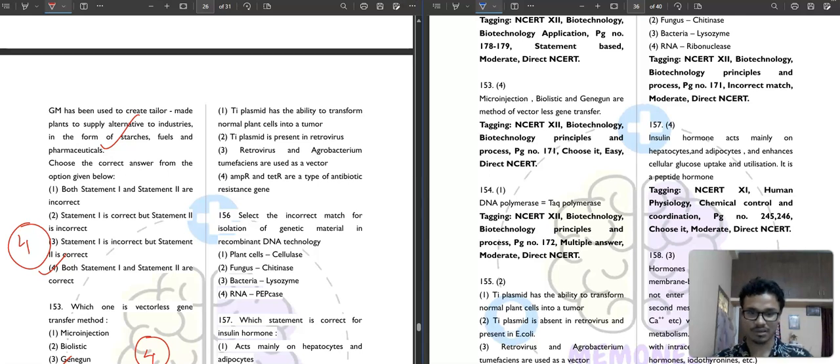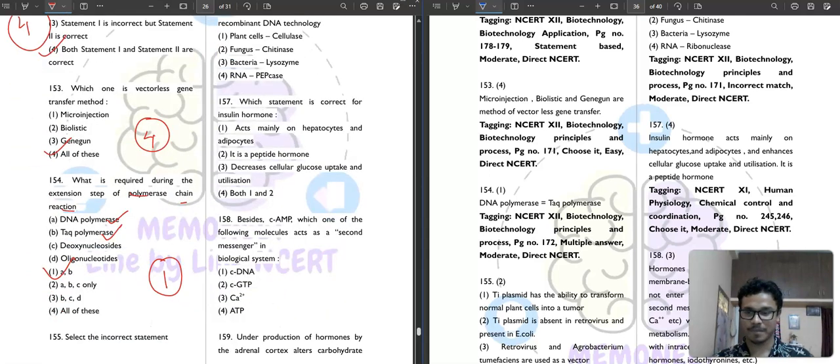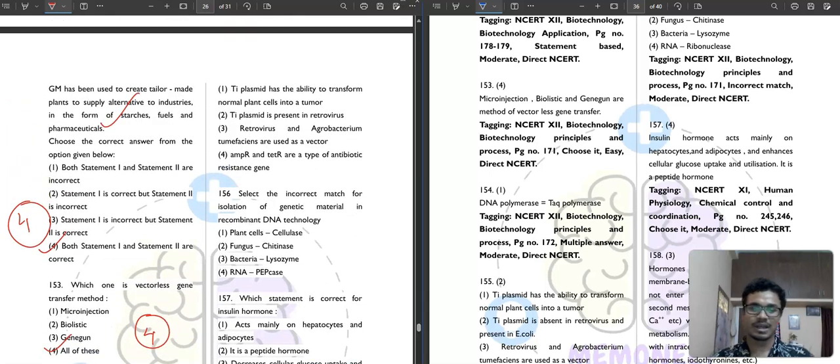Then question number 155. Select the incorrect statement. Ti plasmid has the ability to transform normal plant cell into tumor. Correct. Ti plasmid is present in retrovirus. This is wrong. It is absent in retrovirus. Where is it present? It is present in Agrobacterium tumefaciens. Retrovirus and Agrobacterium tumefaciens are used as vectors. Correct. Then ampicillin resistance and tetracycline resistance are types of antibiotic resistance genes. Correct. So the incorrect option is your second option.